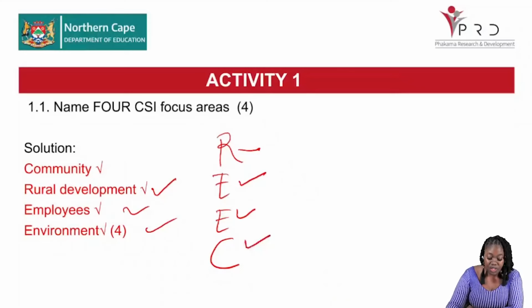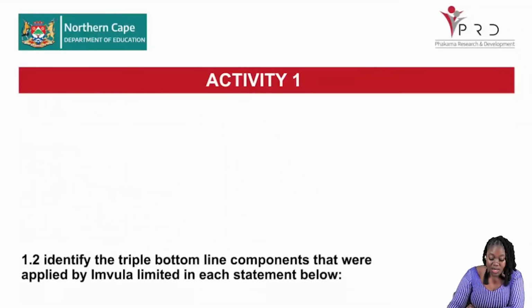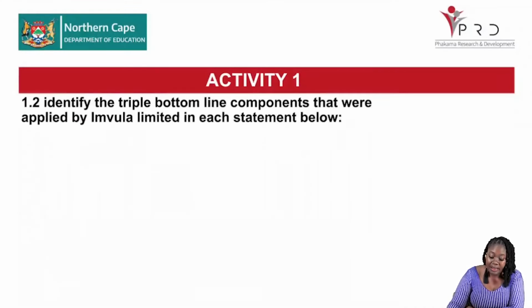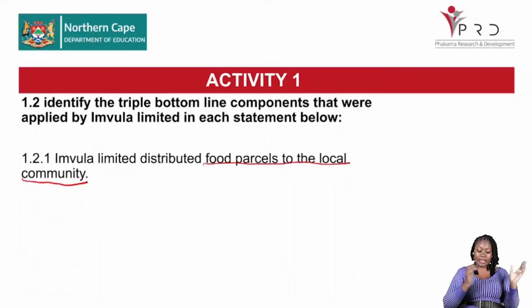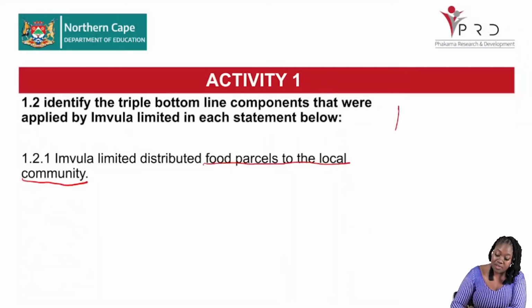Okay, the second question. Let's go to the second question. Identify the triple bottom line components that were applied by Imvula Limited in its statement below. The first statement: Imvula Limited distributed food parcels to the local community. Let's go back to the triple bottom line again. Remember the triple bottom line, we have the triple what?